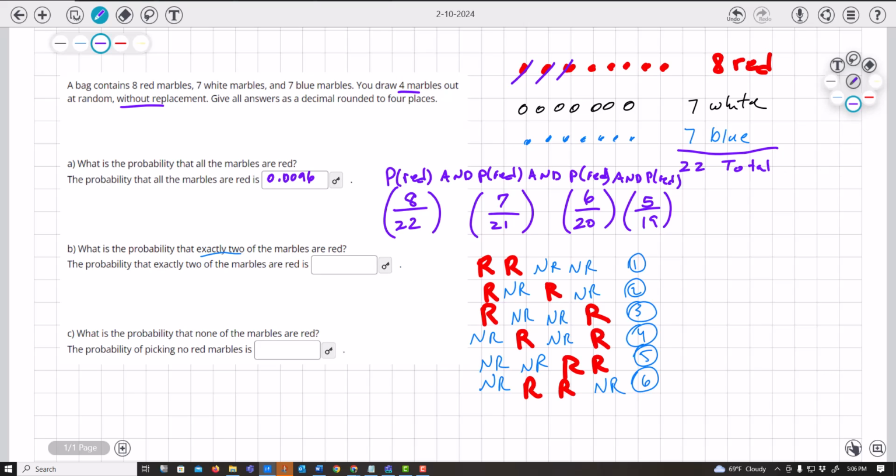So the first is red. There's 8 red out of 22 total. We drew a red, so now there's 7 out of 21 total. Not red would be my 7 white and 7 blue, which would be 14, but now I only have 20. And then I drew 1 out of the not red, so now I have 13 out of 19.